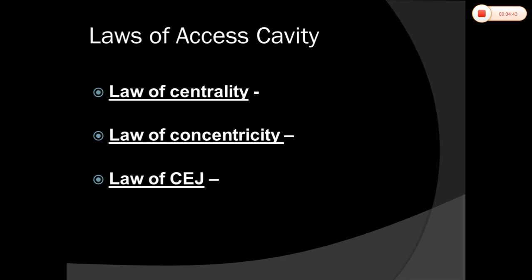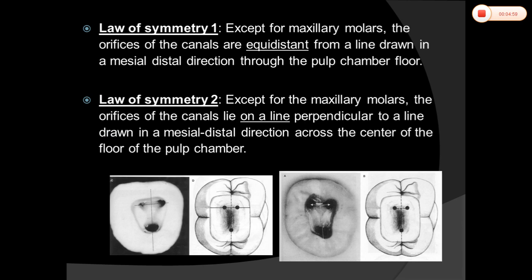The third one is law of CEJ. The distance from external surface of the clinical crown to the wall of pulp chamber is the same throughout the circumference of the tooth at the level of CEJ again. So, consistent repeatable landmark for locating the position of the pulp chamber is nothing but CEJ, cemento-enamel junction.